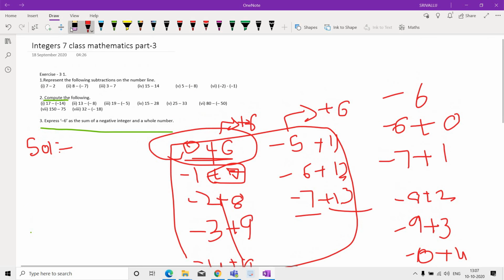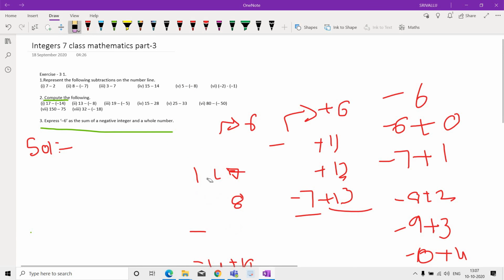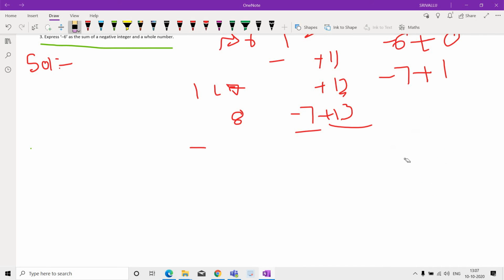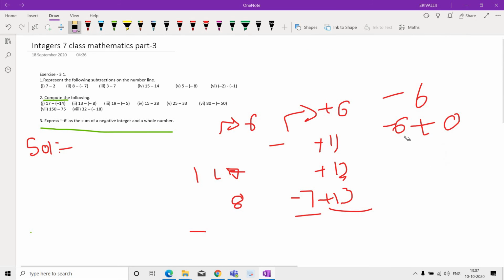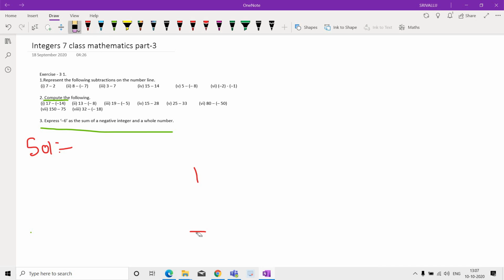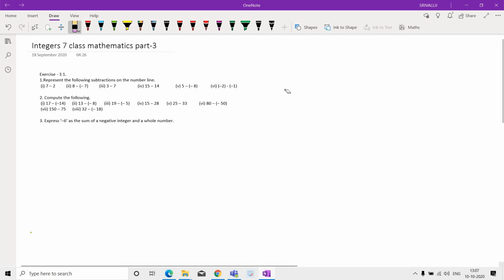So now we completed all problems successfully. All problems means exercise 3.1 we completed successfully. In part 2 and part 1 I explained about exercise 1 and exercise 2. That was in first chapter, integers. So we completed exercise 3 successfully. In part 4, I will explain about exercise 4.